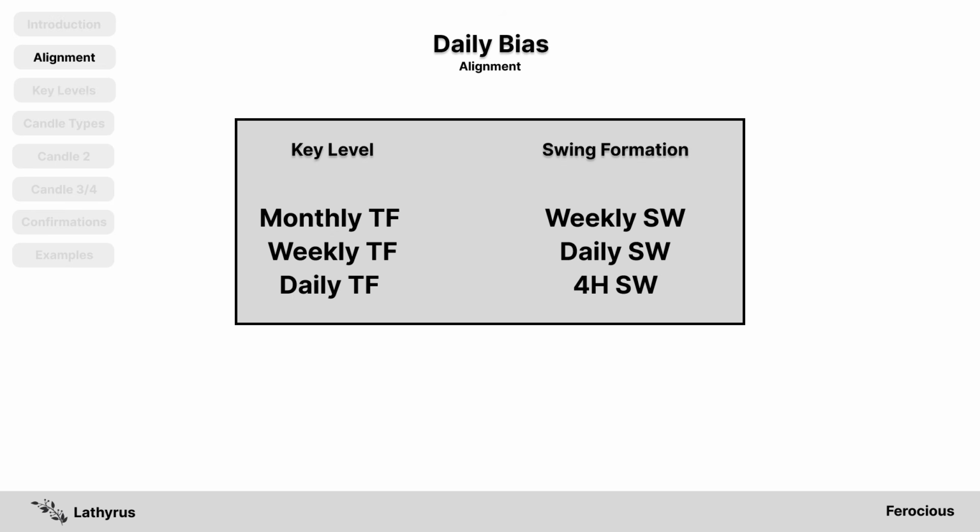The alignment I'm using for the higher time frame and to set a bias is pretty simple. Of course it's fractal, but I'm using the daily time frame to 4-hour swing formations and confirmations the most of the time, but you can also use the monthly time frame into a weekly, the weekly into a daily, and the daily into a 4-hour. But the weekly to daily and the daily to 4-hour are the ones I'm using the most of the time. So I think this is pretty straightforward, and of course it's fractal.